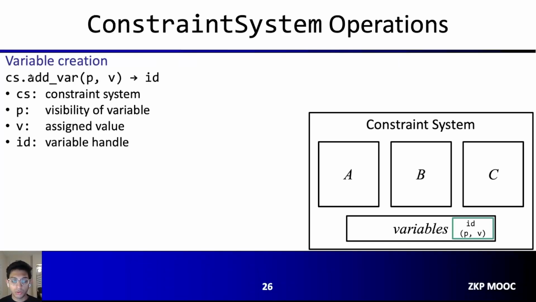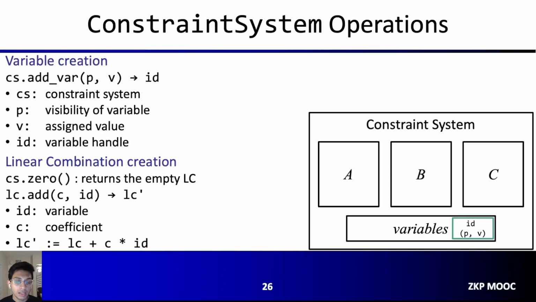Okay, so when you call cs.add var, a new entry is added into the variables list, which consists of the tuple id, p, v. So it contains the variable handle, the visibility, and the value.